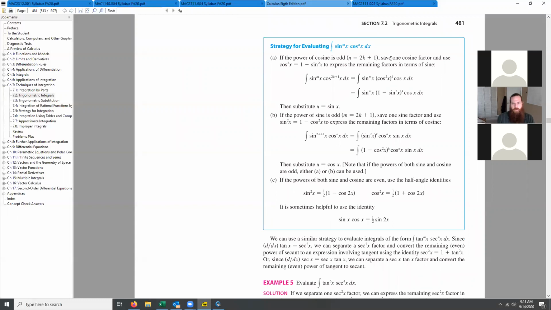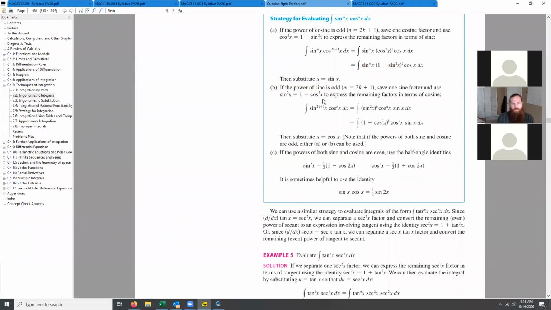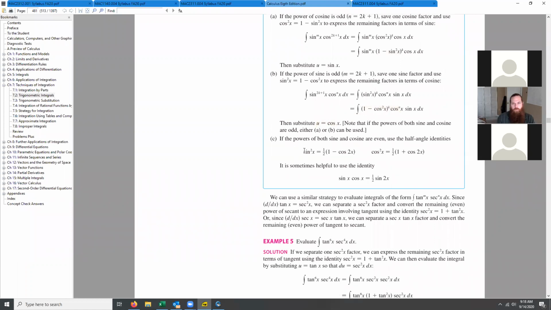If one of these powers is odd, rewrite, and then substitute for the other guy. So if the power of cosine is odd, you're going to substitute for sine after rewriting everything else as sines. If the power of sine is odd, you're going to substitute for cosine after rewriting everything else as cosines. And if the powers are even, you beat the things to death with these 2 identities.